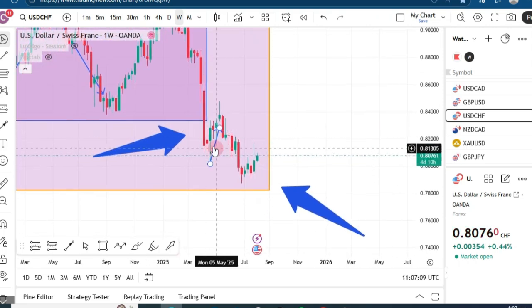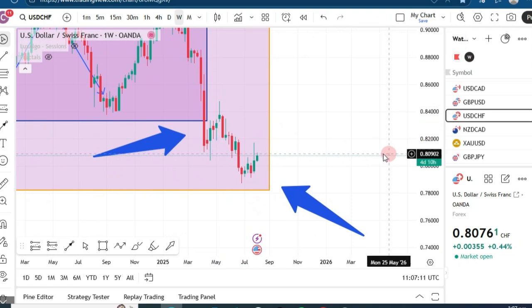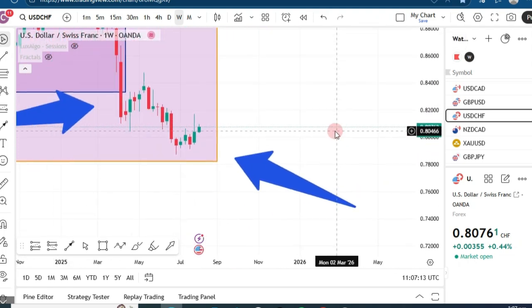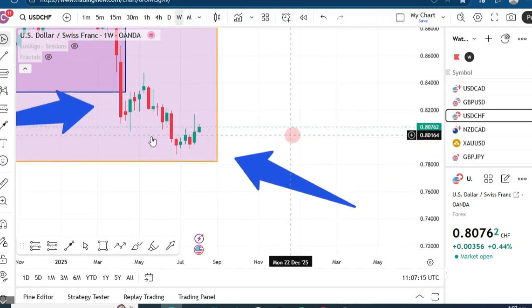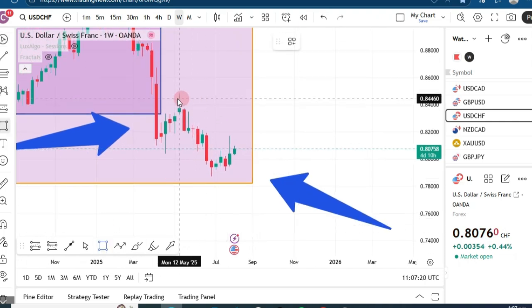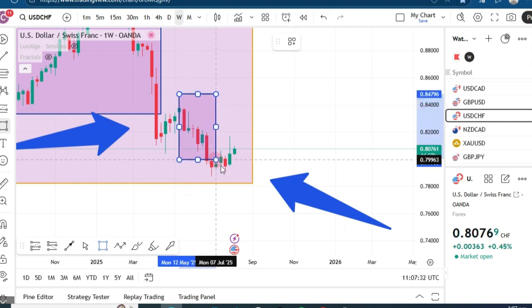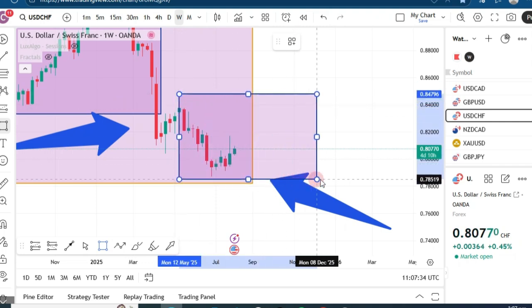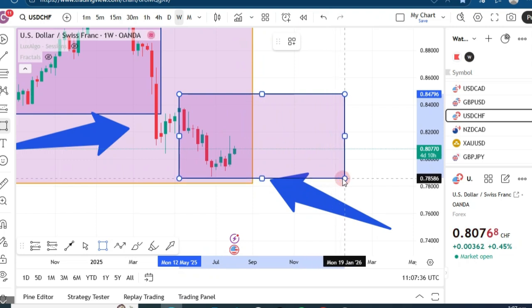So let me just remove this guy here. Now it means we are about to start a new season. So I'm going to start it off like this. I'm going to make my rectangle again, just like this. I'm going to take the highest. You can see this is the highest. Make sure you take the highest and the lowest. So I'm going to make sure the pips are all included over here. So I'm just going to make it like this.